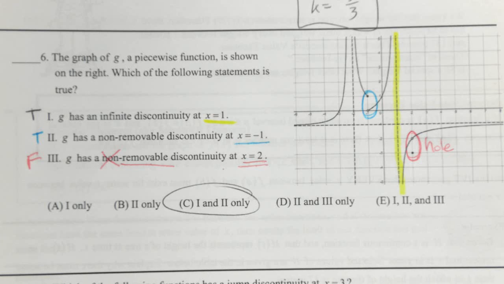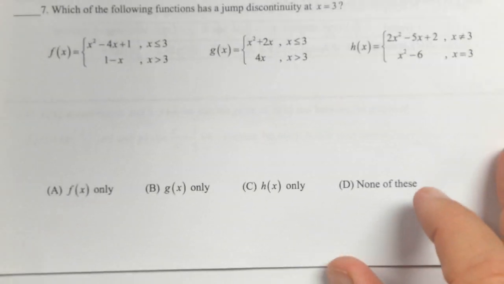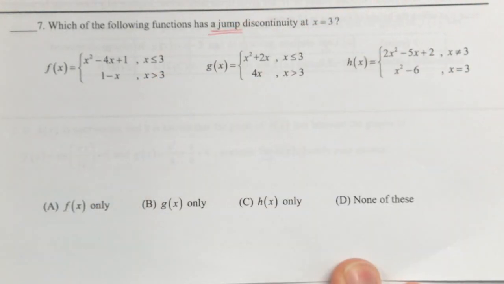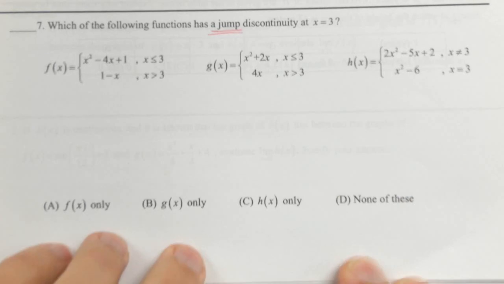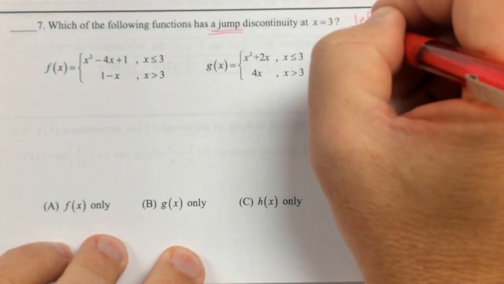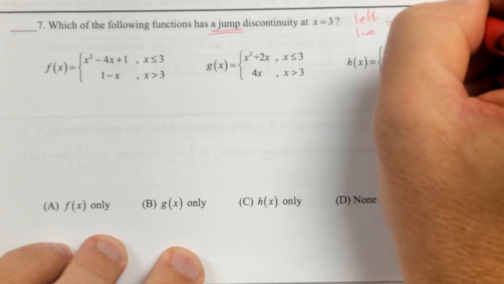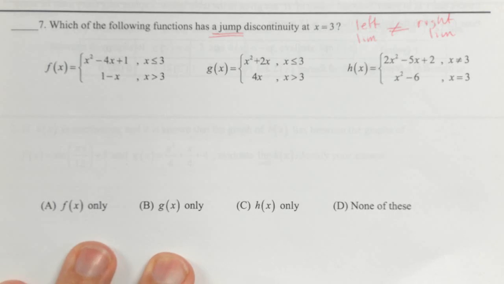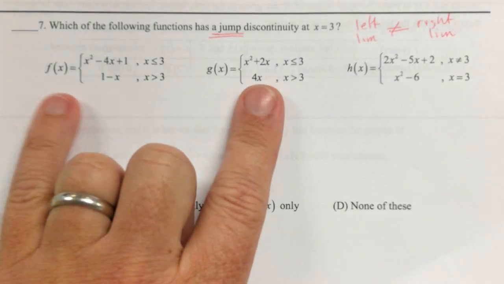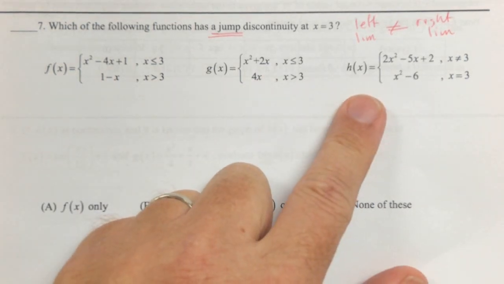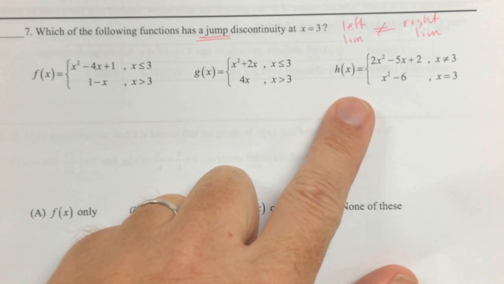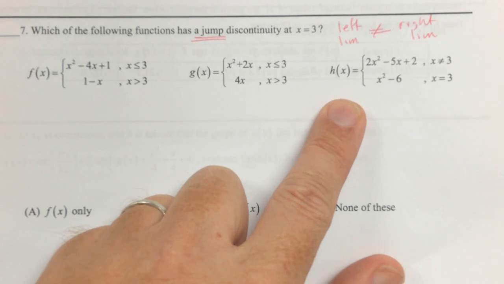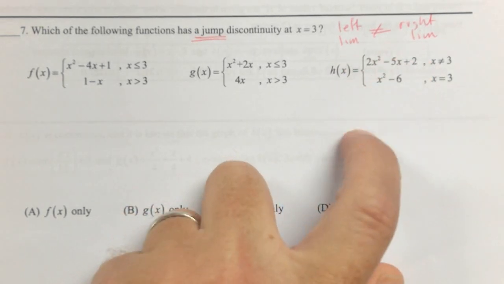Which of the following has a jump discontinuity? Jump discontinuity. Okay, so that means the left limit doesn't equal the right limit for a jump. This one is kind of tricky, so we'll check F and G in a moment. Look at H. I can answer H without plugging anything in. Do you know why? How? Think about left limit, right limit. Look at how the function is defined.